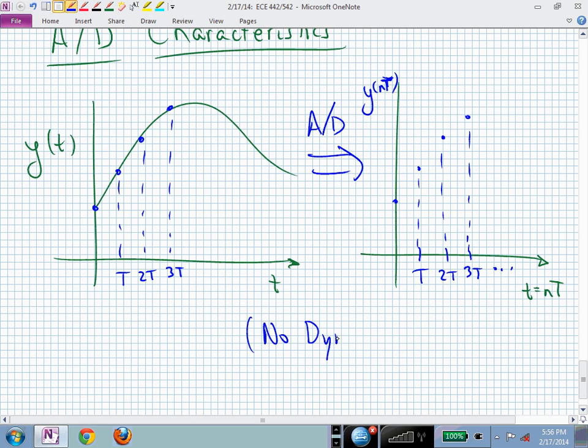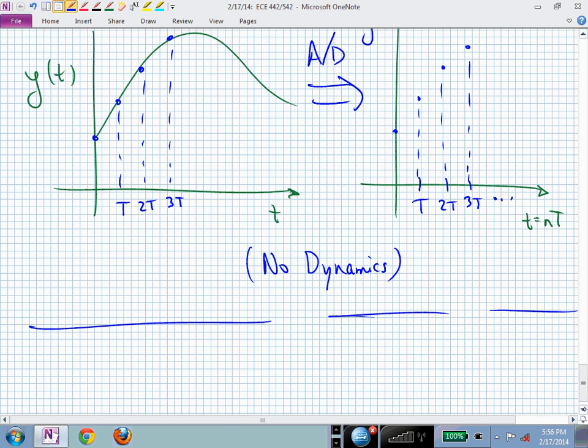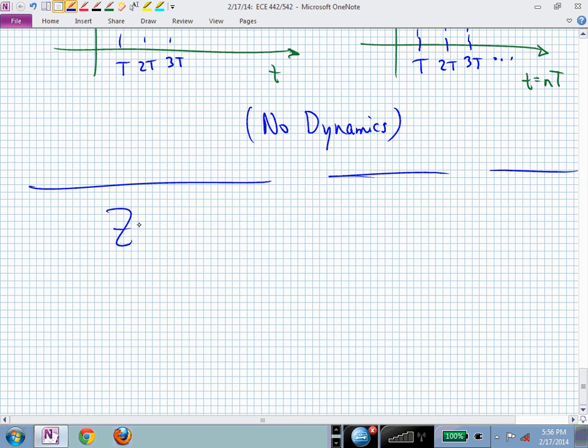There are no dynamics, and so really we don't have to worry about the back end side, the analog to digital piece of this whole process. And that's why it's called the zero order hold equivalent. We really don't have to worry about the back side, the output side. Let's now look at the zero order hold characteristics.